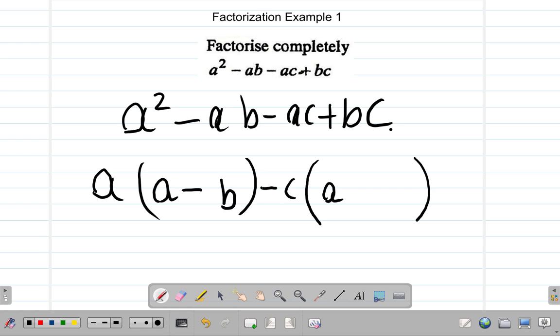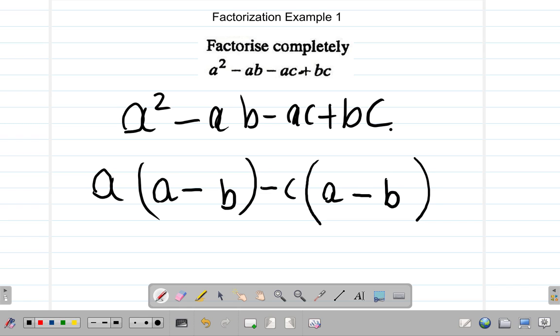Now negative C times whatever you write here will give you positive BC. What is it you must write? First of all, B times C gives you BC. So it's a B that must come here. But notice, a negative C times positive B would have given you a negative BC, but this is a positive BC. So this must be negative. Negative C times negative B gives you positive BC.